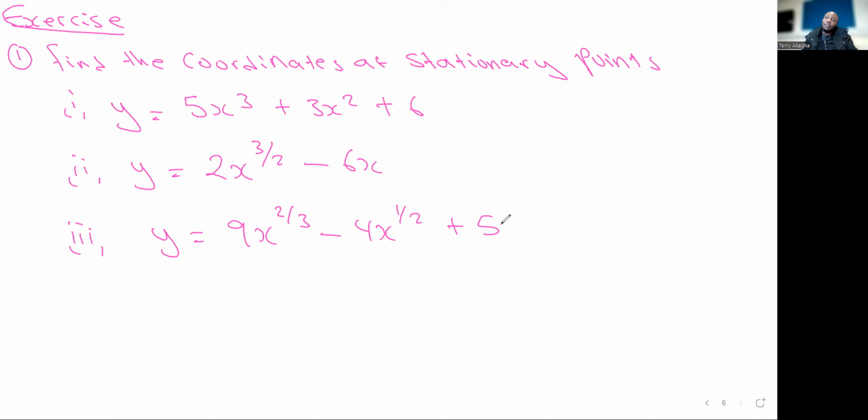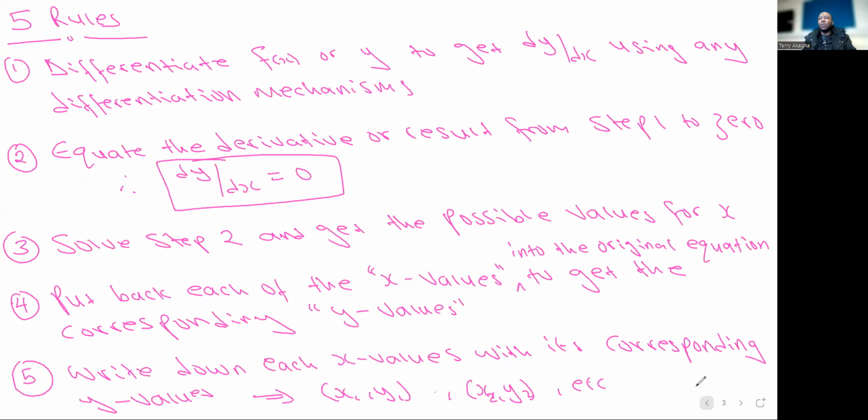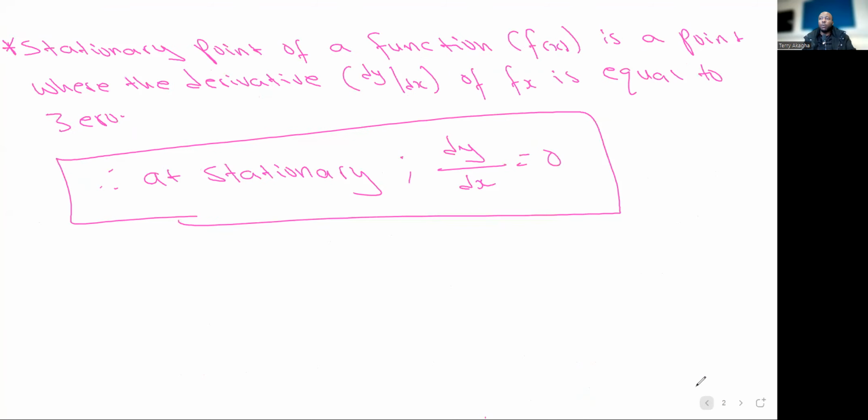All right, so that will be that for how to find the coordinates of a stationary point. So basically what you do is differentiate it, equate it to be equal to 0, solve for x, then solve for y, and write it in coordinate form. I hope this was helpful.